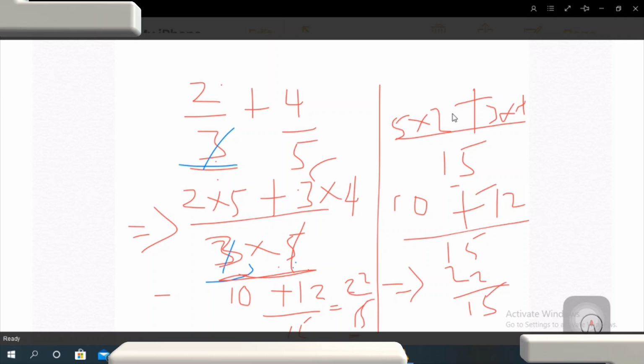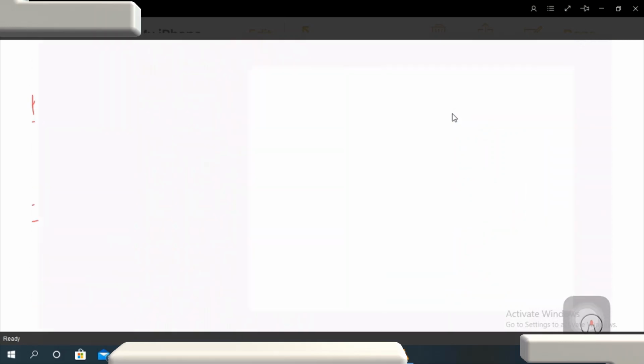So tell me, if you had 2 over 70 plus 4 over 33, are you now going to start reciting your times table? No. So this method is going to help you solve very, very big numbers. Okay, let's take another example.